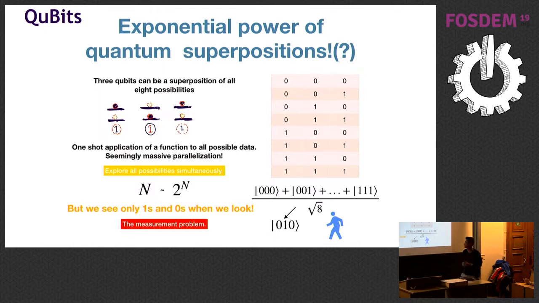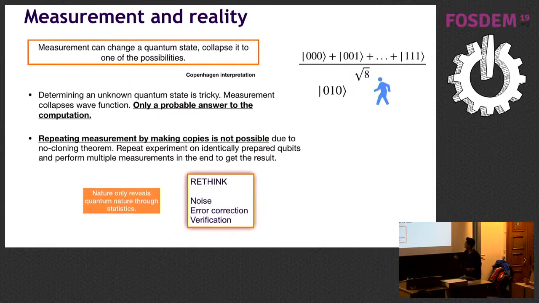But here comes the problem, which is called the measurement problem. The moment you check, you analyze, you just get one of the results, not this superposition. And as the previous speaker talked, you have to be an intergalactic being to understand this. So this is the measurement problem, because the moment someone observes a quantum system, it collapses into one of the possibilities. So it will not be a superposition, but just jump into one of these. And then you have to repeat these experiments again and again to really make sure that the answers you're getting are correct. So measurements, even the slightest, can change a quantum state and collapse it into one of the possibilities. This is the Copenhagen interpretation, and it only gives you a probable answer to your computation.